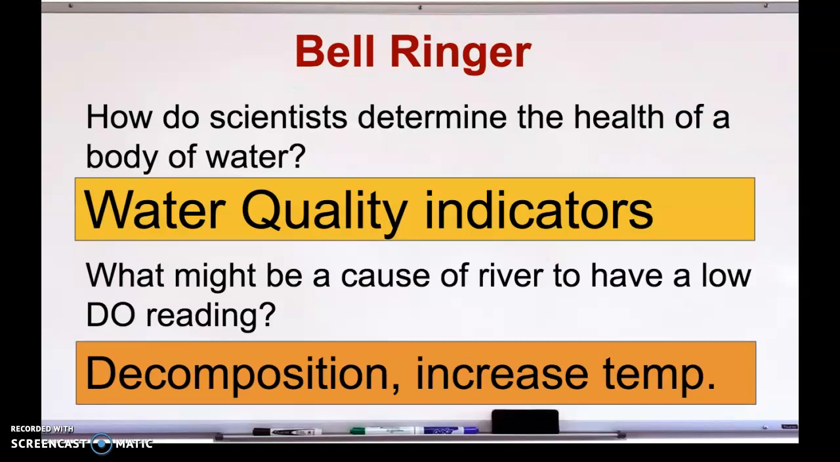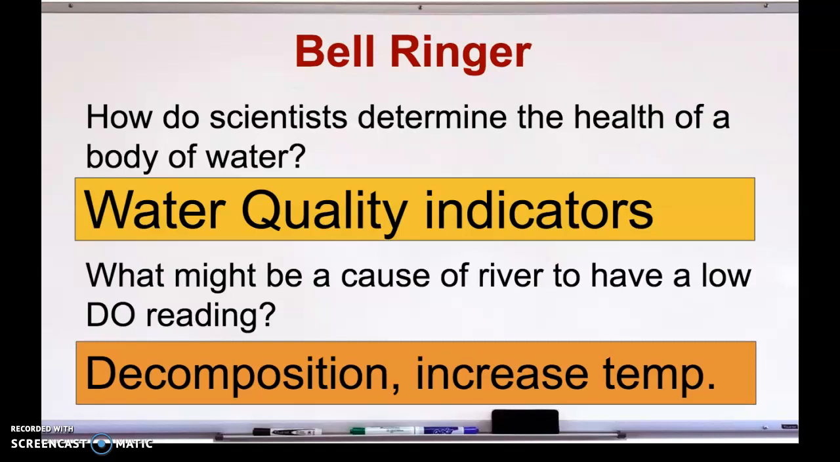Decomposition of species. If we have a lot of death, like when we talked about eutrophication, the Thursday of last week, so quite a while ago, decomposition of different organisms can also cause a low DO level because those bacteria come in and break down the different organisms, taking up the oxygen of that system.